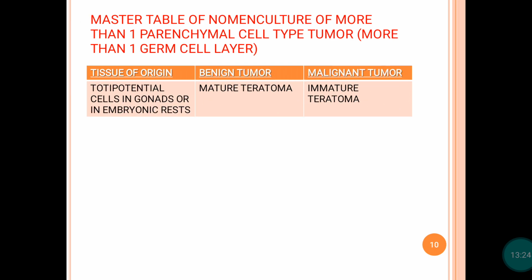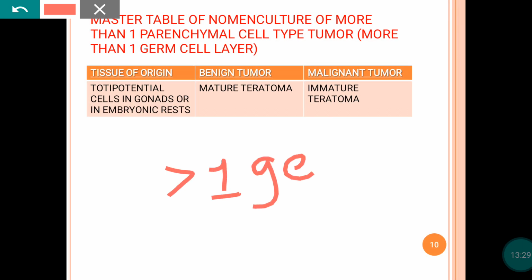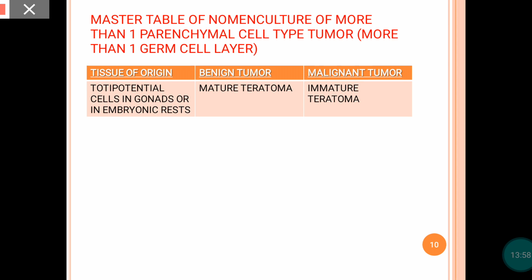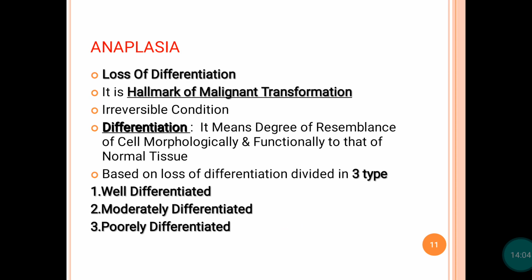But suppose you are having tissues of different germ cell layers, meaning more than one germ cell layer and more than one tumor parenchymal cell, then it is known by the name teratoma, in which you can see structures of the ectoderm like skin, structures of the mesoderm like blood vessels, fibroblasts, etc., and from the endoderm, intestinal epithelium, etc., might be seen. So that is the example of teratoma, in which there is a presence of more than one germ cell layer and more than one parenchymal tumor cell.